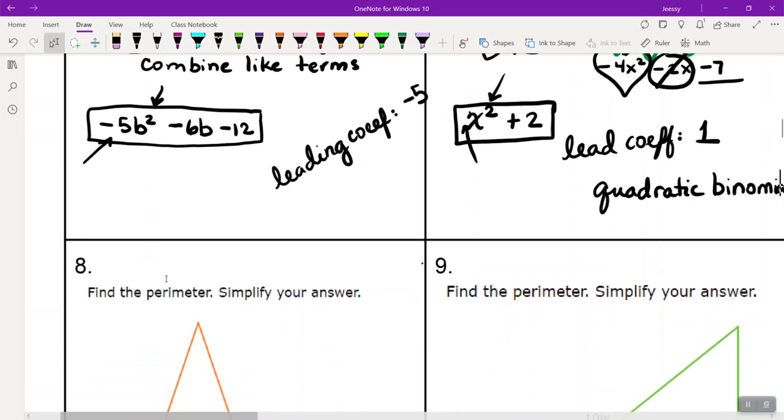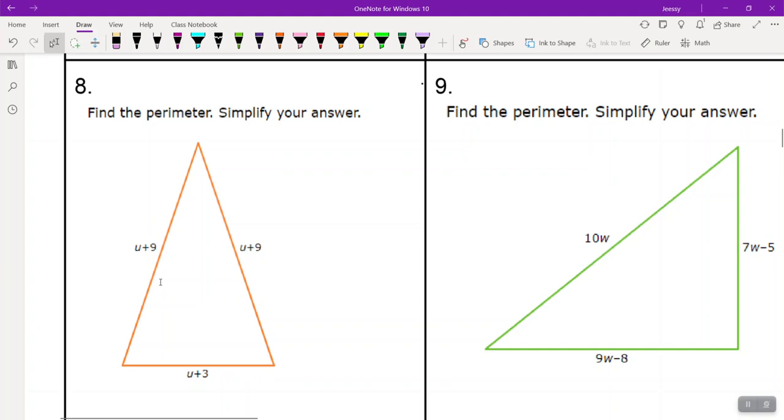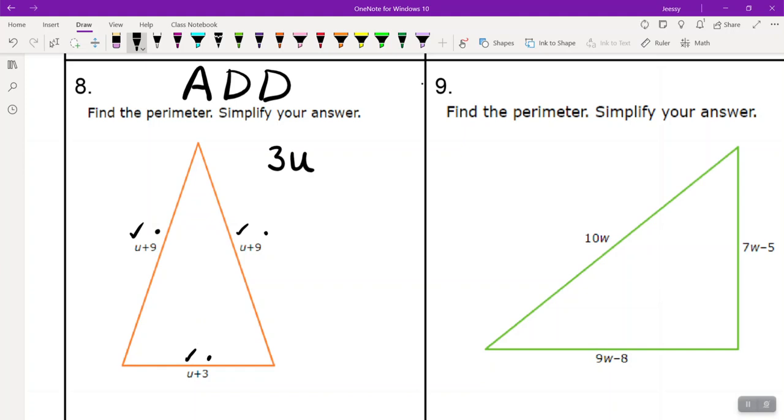All right, any question on adding and subtracting? All right, an easy one. Perimeter, what do I do? Add. Thank you. We add them, okay? Write it nice and big. Capital A, D, D. Add. All right, how many U terms do you have? So I have U plus U plus U is 3U. What is 9 plus 9 plus 3? 7? Is it? You sure?